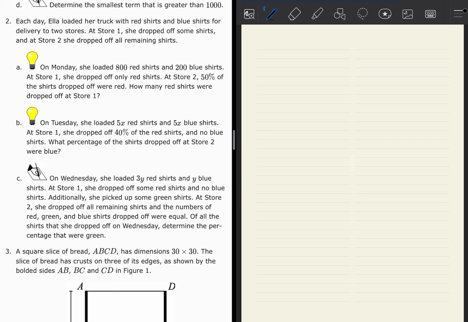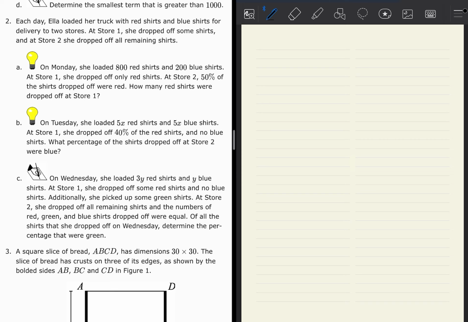Okay, so we have 2 stores and 2 types of shirts, red and blue. The first question A tells us that on Monday she loaded 800 red shirts and 200 blue shirts. At store 1 she dropped off only red shirts, and at store 2 50% of the shirts dropped off were red.